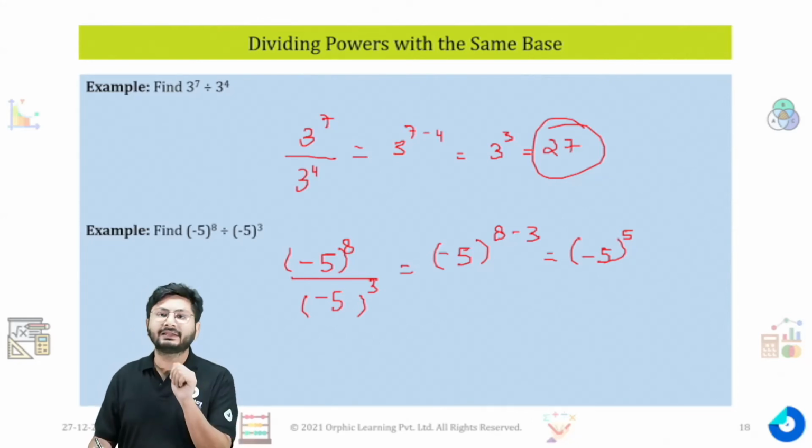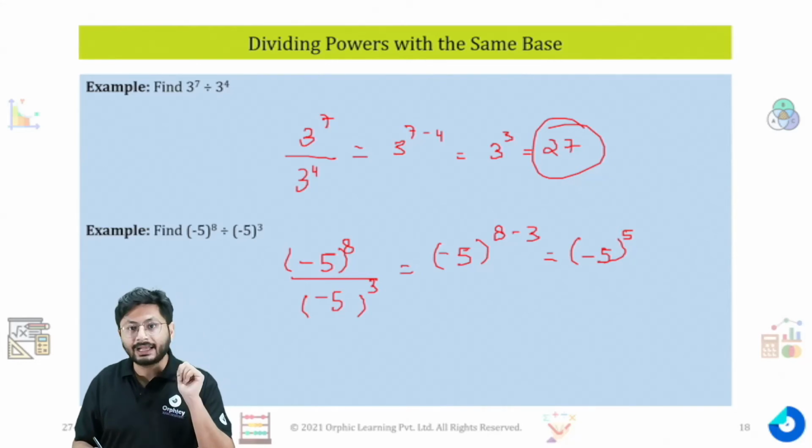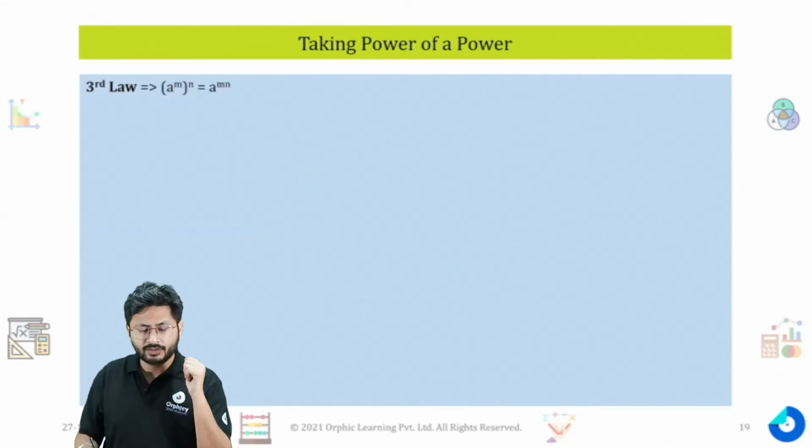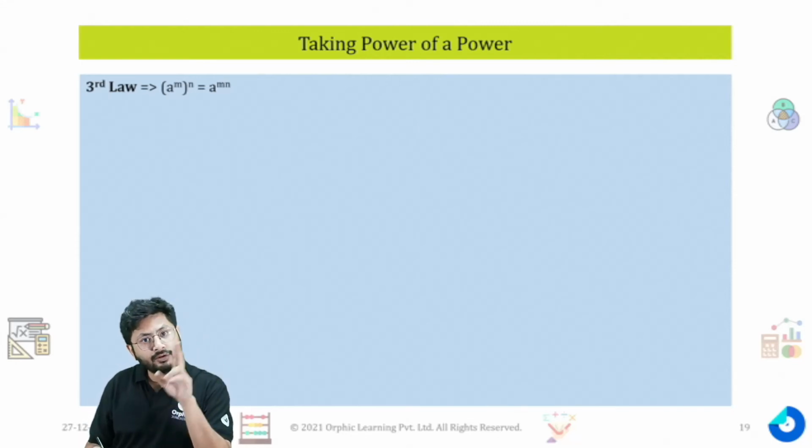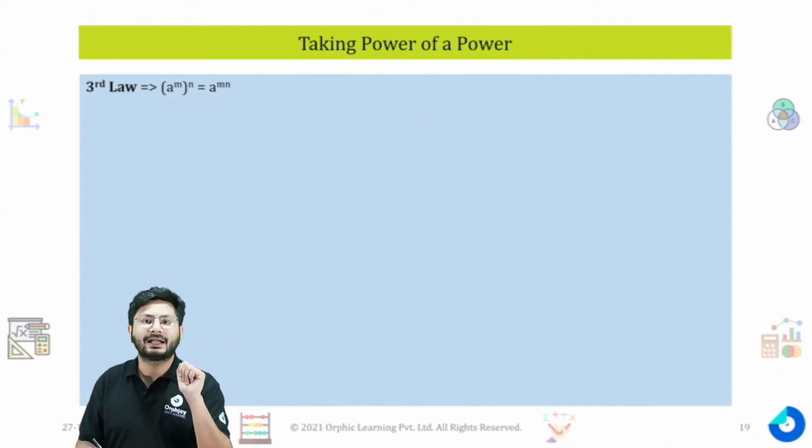Okay, so minus 5 to the power 5 is a negative number. So let's move on to the third law, which is a to the power m whole to the power n. In this case, both the powers get multiplied. a to the power m whole to the power n will be equal to a to the power m into n. So let's understand why it happens.